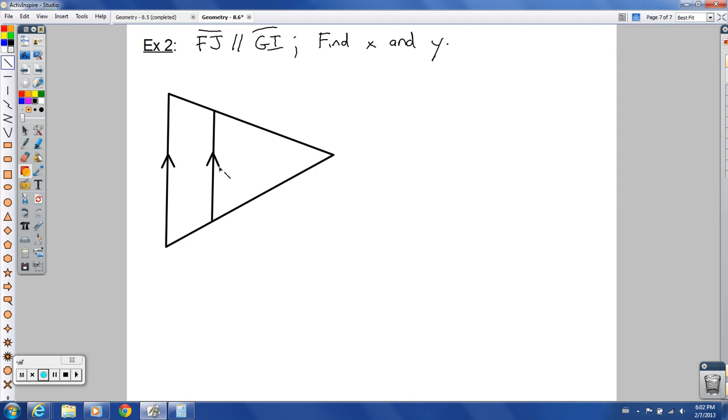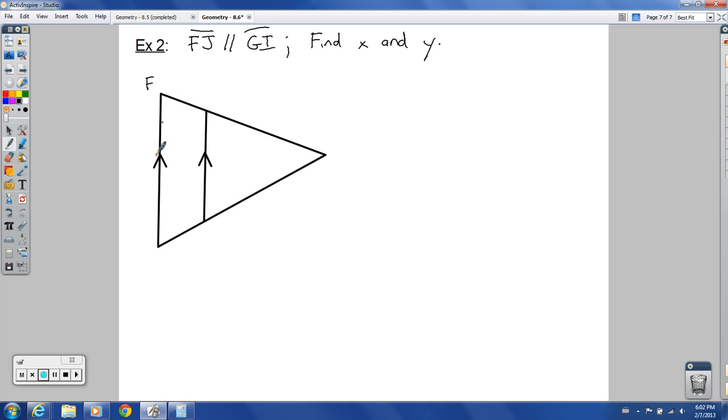So here we have this one is parallel to this one. This is going to be my FJ and GI. So here's F, here's J, here's G, and here's I, and here is H. This one I'm going to call 9, this one I'm going to call y, there's my y. This one I'm going to call 2, this one 8, IH I'm going to refer to as x, and this distance from J to H is 12.